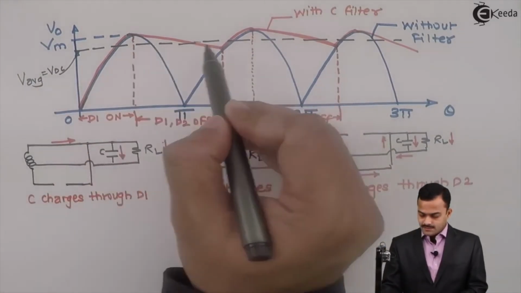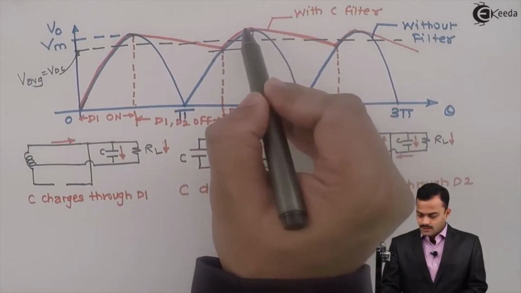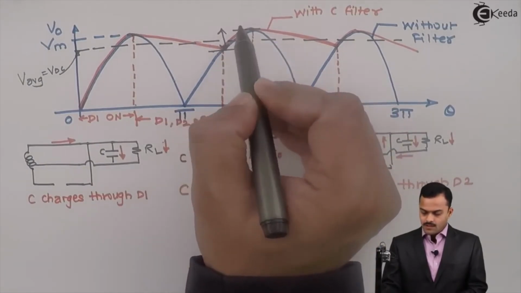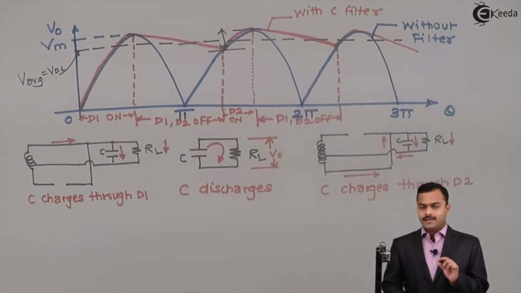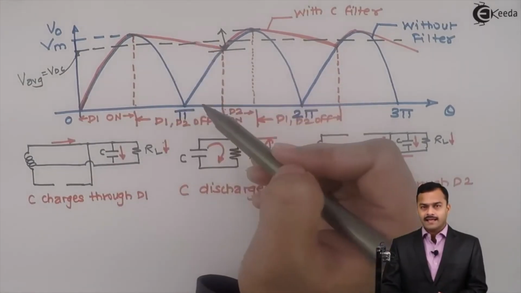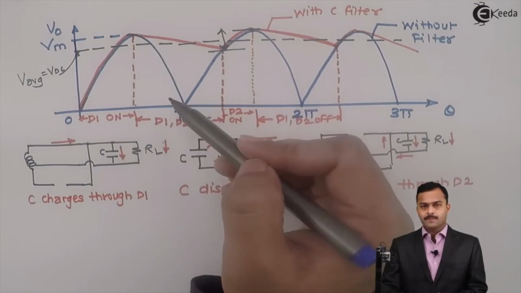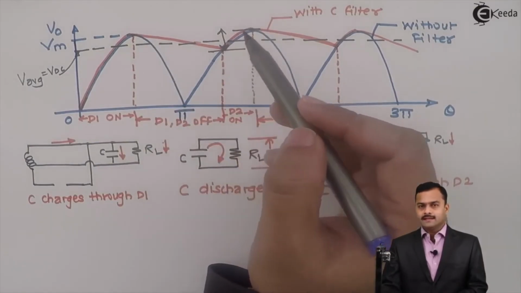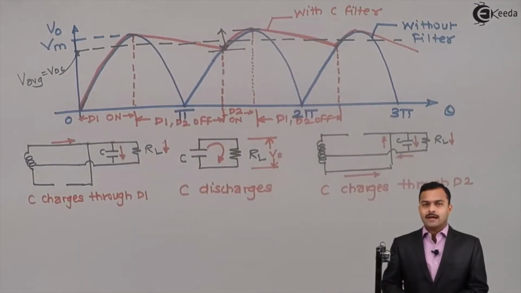The difference between these two peaks is called a ripple, and that ripple value is very less compared to the ripple value without filter, because without filter the ripple value is very high. You can see 0 and Vm, but here it is very less. So if you keep on increasing the value of C, this waveform will become almost like a perfect DC, which we call as ripple free. So this is a concept of a capacitor filter.